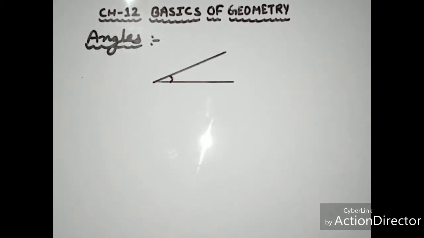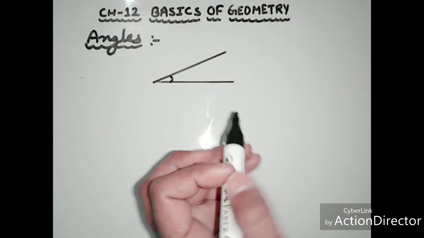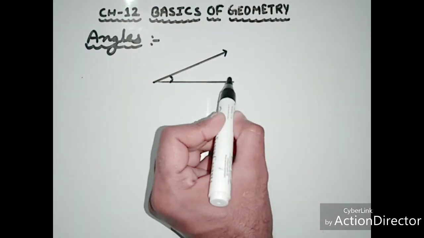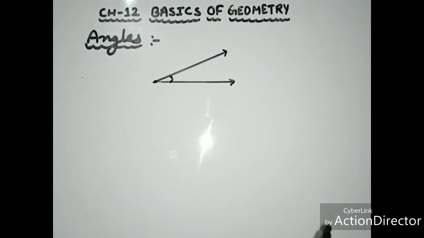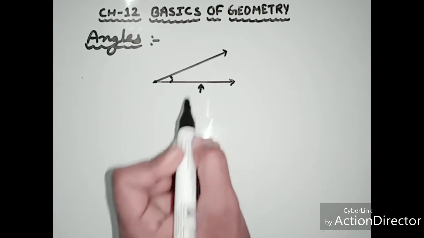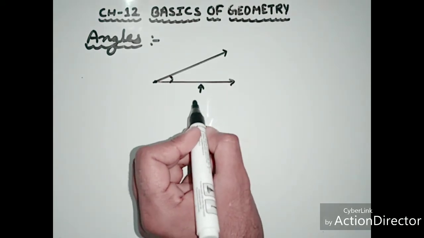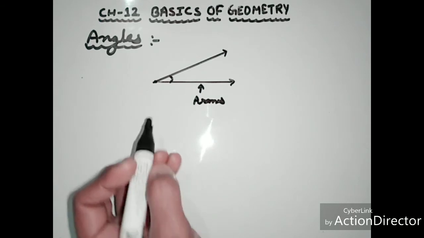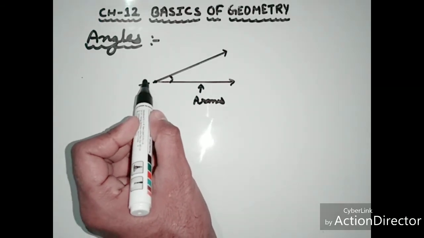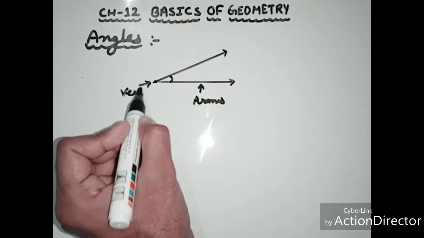Now angles. An angle is a figure formed by two rays meeting at a common endpoint. So here these are two rays meeting at a common endpoint, and these two rays are known as the arms of the angle, and the meeting point of these two rays is known as the vertex.